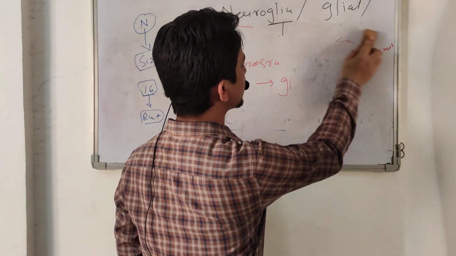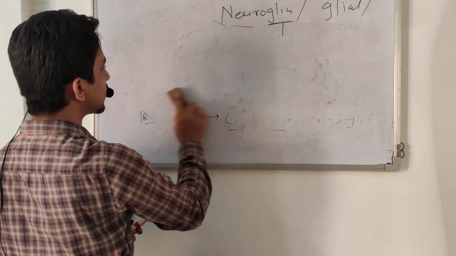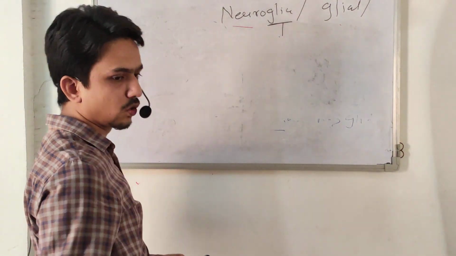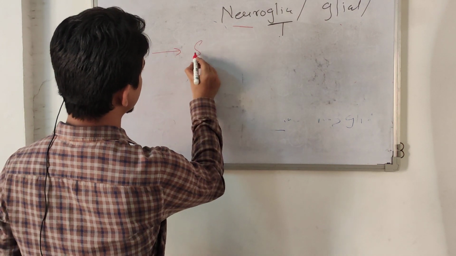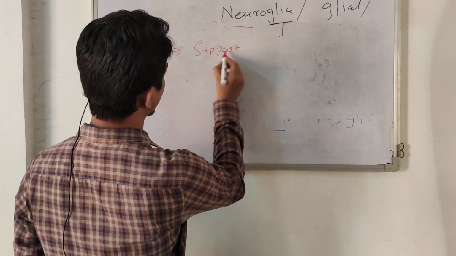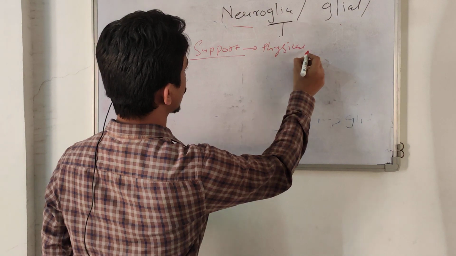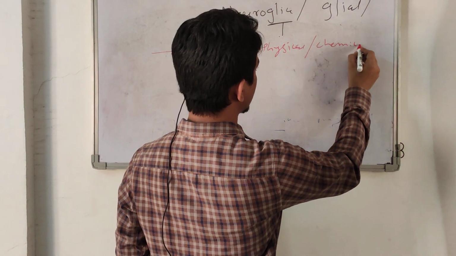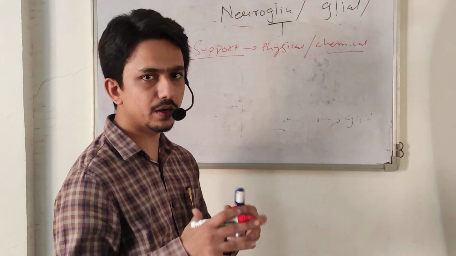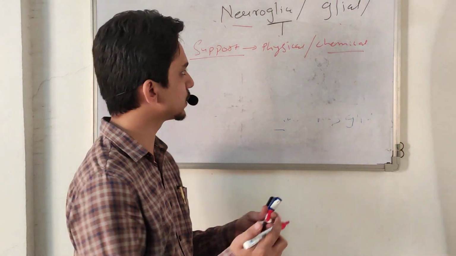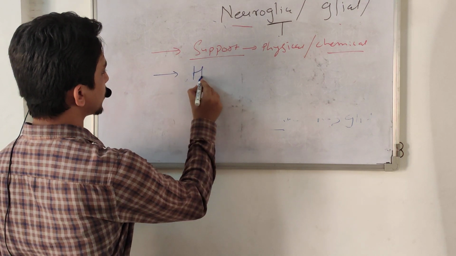Now we talk about the very basic functions of neuroglia cells. First, we all know from the name, glia means glue, meaning they are responsible for support. The first function is that they give support to neurons, meaning physical support as well as chemical support. How chemical support works, we will discuss. They maintain the chemical environment around the neurons. They maintain homeostasis. So the second function of neuroglia cells is that they maintain homeostasis.